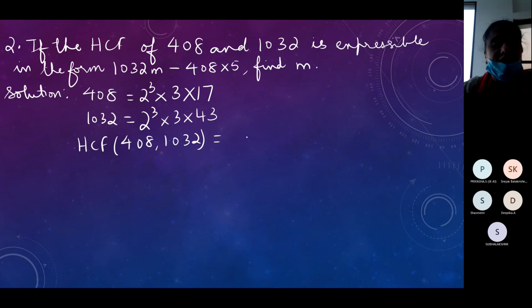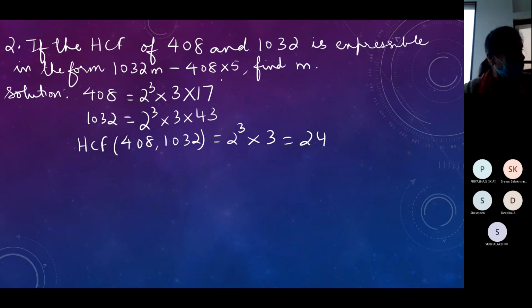Okay, so we need to write the common factors once. Only the common factors, not all the factors, only the common factors. So 2 and 3 with their least powers, which is... so the HCF of 408 and 1032 is expressible in this form.